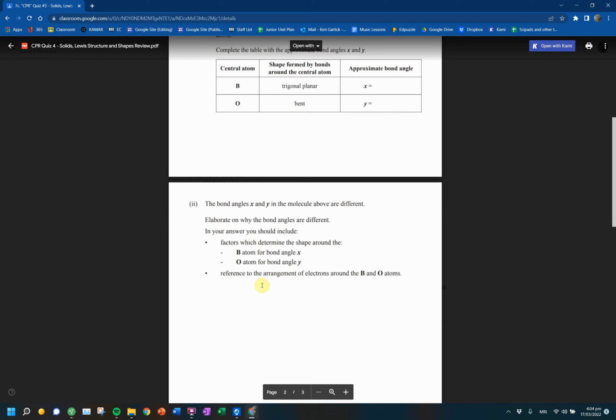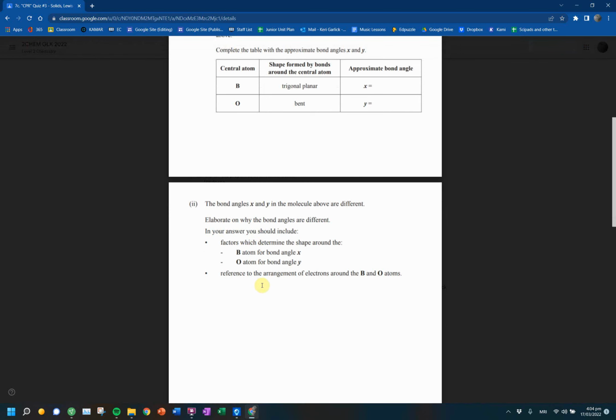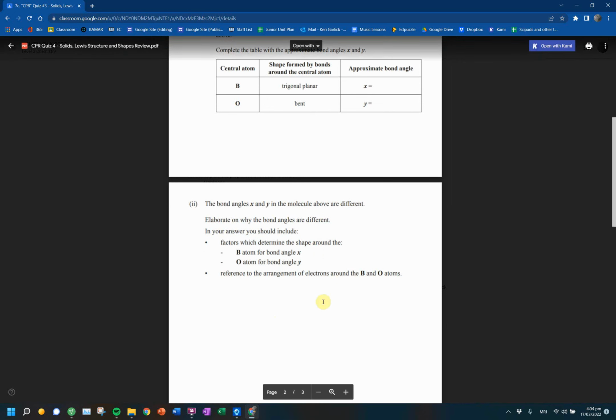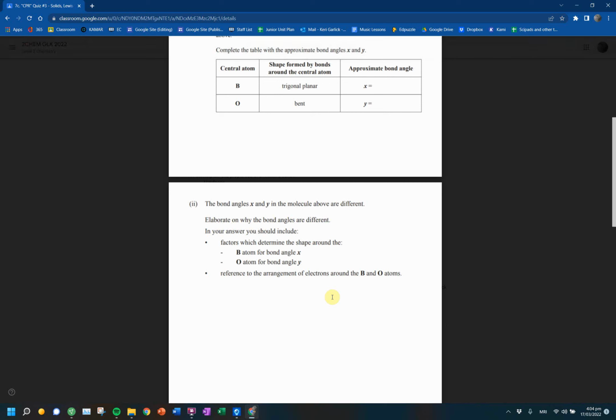So with these bond angle questions, they want you to elaborate on why in the same molecule you have different bonds. And they also want you to reference the shape as well and the electron arrangement. With this question, it's really important that you layer it very clearly about what you are talking about. I see a lot of students smash together the justification for bond angle and shape as it's one giant thing.